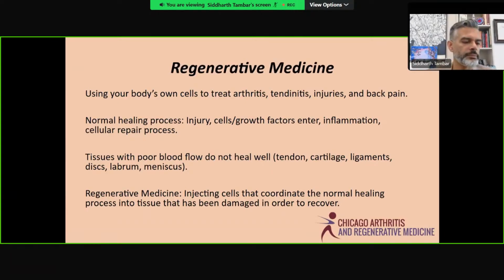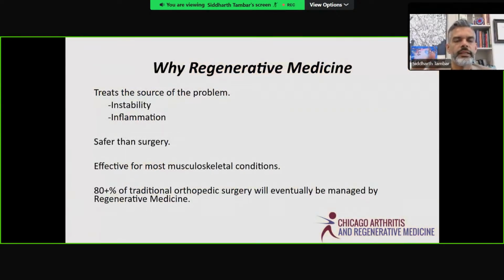So regenerative medicine is the process where we are using your own cells, either your own blood platelets or your own bone marrow stem cells, injected into tissue that's been damaged to coordinate that normal healing process in tissue that's not healing very well on its own. The good thing here is that this treats the source of the problem, which can be instability frequently and sometimes inflammation as well. It's safer than surgery and effective for most musculoskeletal conditions. And for those of us that are really deeply involved in this kind of care, we feel like eventually 80% of orthopedic surgery will switch over to these kind of treatments, in the same way the vast majority of open heart surgery is now handled with needle-based procedures and medications.